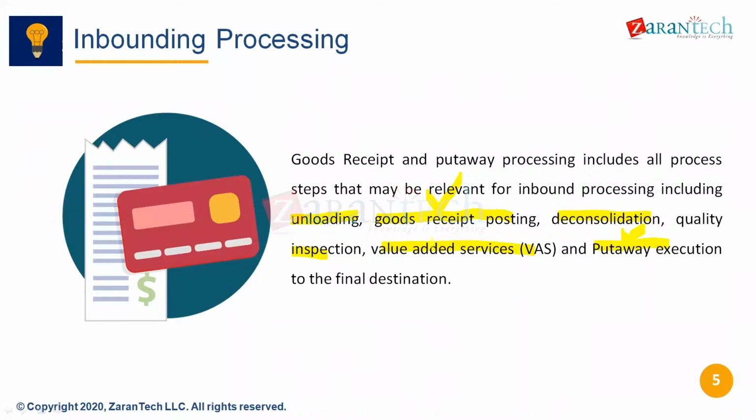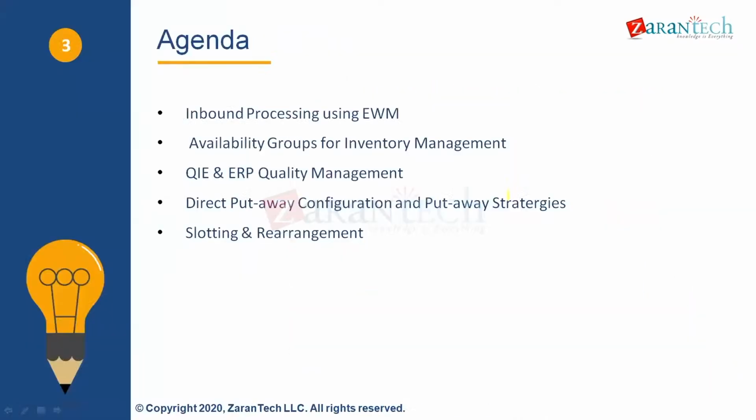So in this inbound process, what are we going to discuss? Before we go into these intermediate steps, we need to focus on the main steps, goods receipt and putaway. In a basic warehouse, we just execute goods receipt and putaway and don't execute any other steps. So in this unit 4, we are going to cover only goods receipt and putaway. We'll discuss different options of posting goods receipts and putaways, the strategies, the availability group configuration, and the quality.